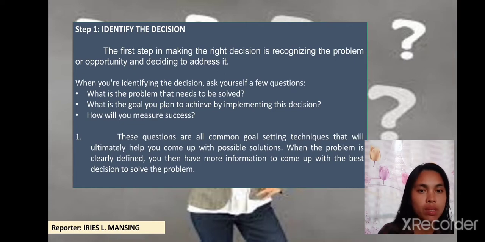When the problem is clearly defined, you then have more information to come up with the best decision to solve the problem. So the first step is very important.